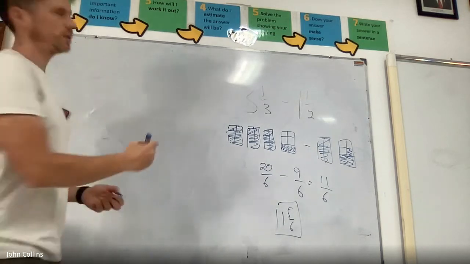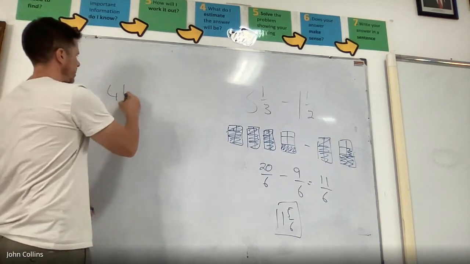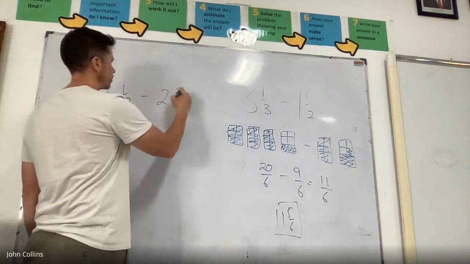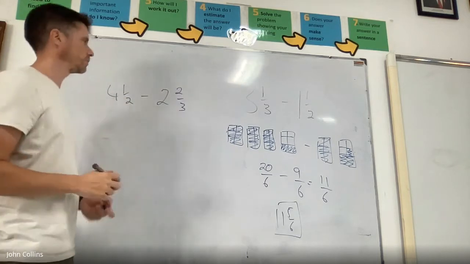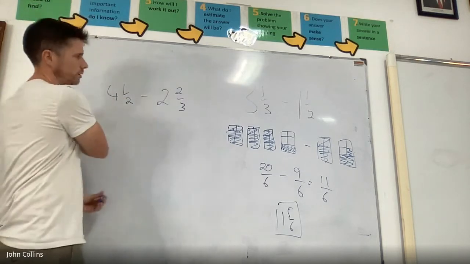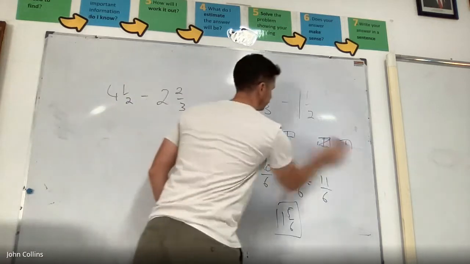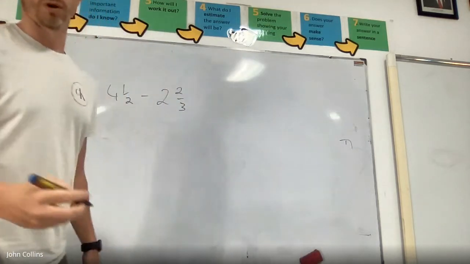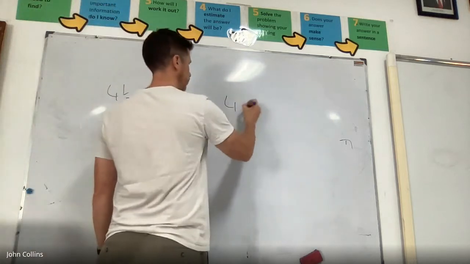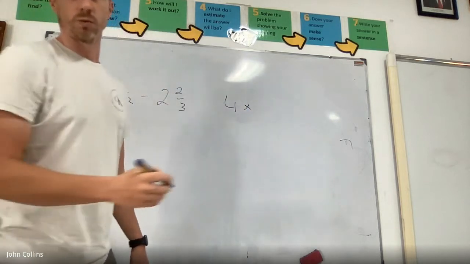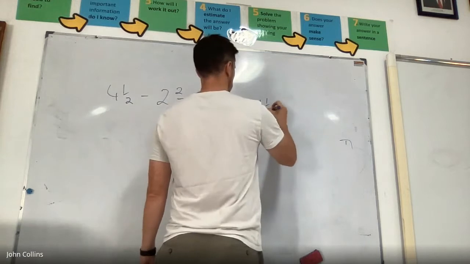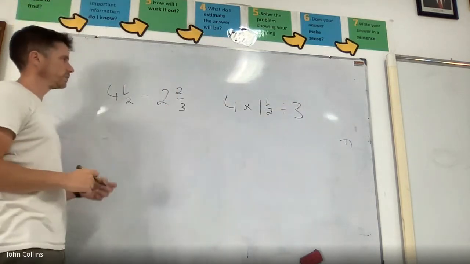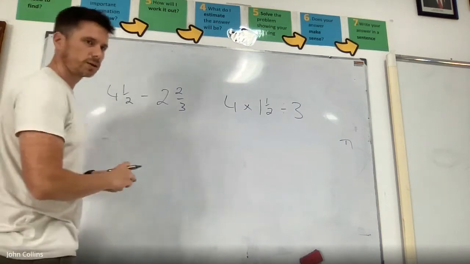The next one, level 2, was slightly harder, but pretty much the same level. 2 and 2/3. So we have 4.5 take away 2 and 2/3. And the other question in that level involves some multiplication: 4 times 1.5 divided by 3. Okay, we'll come to the multiplication and division in a second, but first, let's get over to this one here.